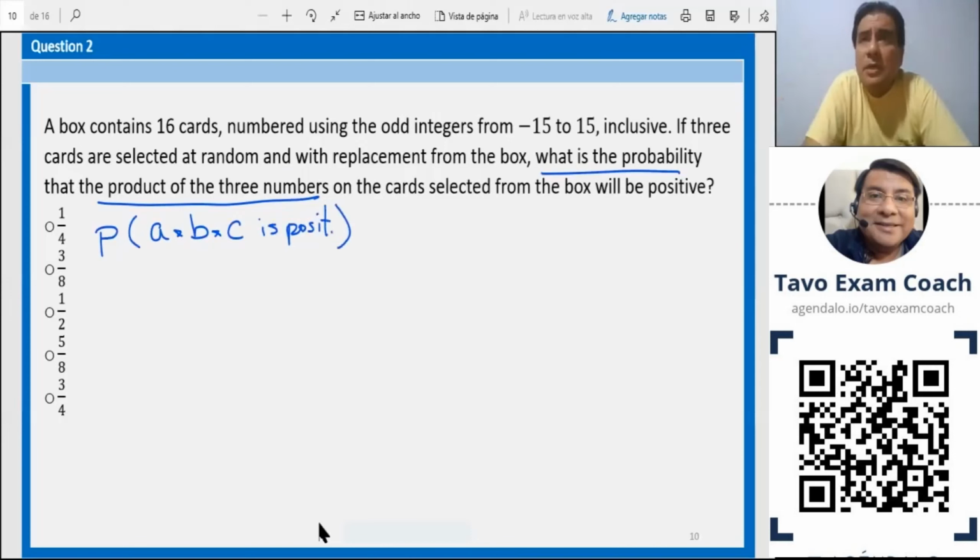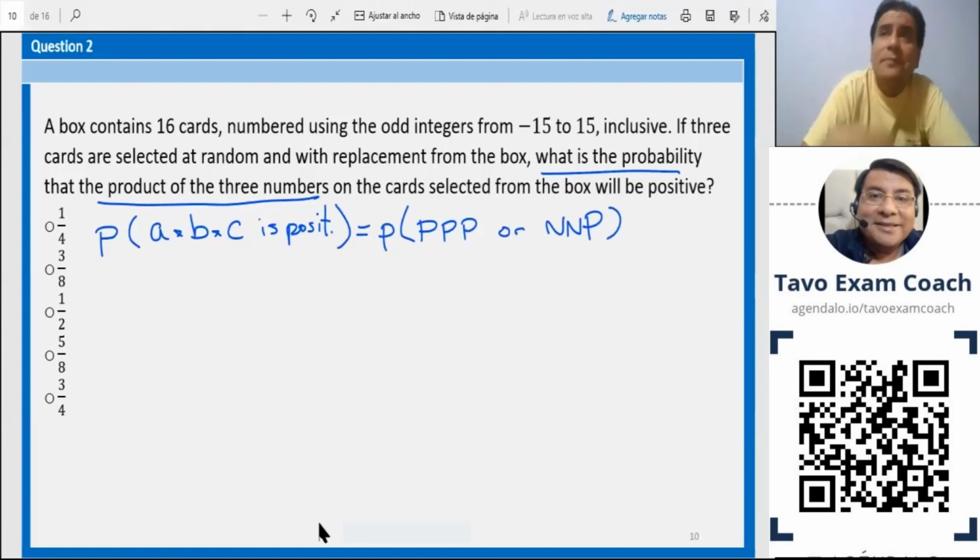Getting a product of 3 numbers positive depends more on the sign of the numbers rather than on the actual values. We just need the signs, because the situation is the same as calculating the probability of getting at random 3 positive numbers from the box, 3 positive cards, or getting 2 negative cards and 1 positive card. These are the only possibilities for getting a product of 3 numbers positive.